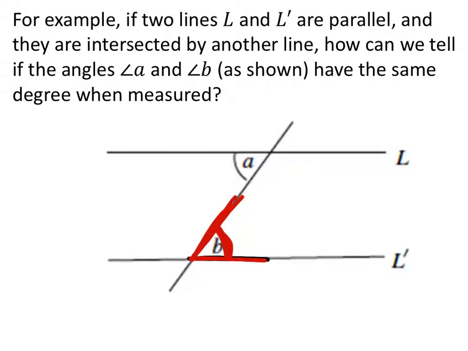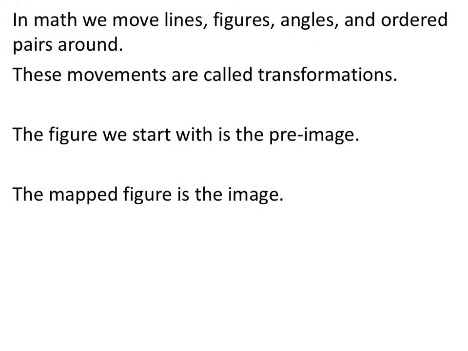Now, this is a type of transformation, which we saw in the objectives and will talk about in just a moment. But that is another way, without having to measure, to see if they are the same angle measure. In math, we move lines, figures, angles, or ordered pairs around all the time. These movements are called transformations. The figure we start with is called the preimage, and the transformed figure, this last one, is the image.